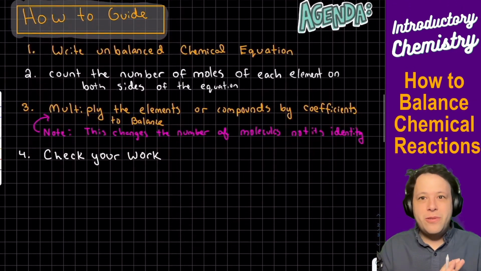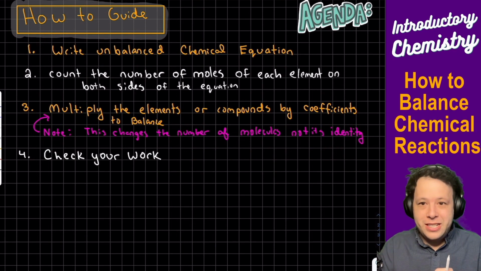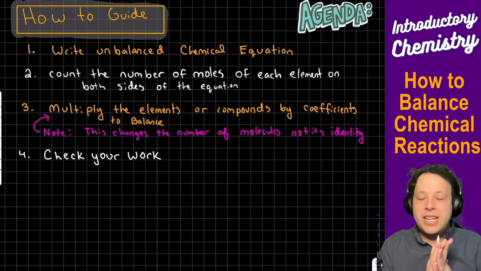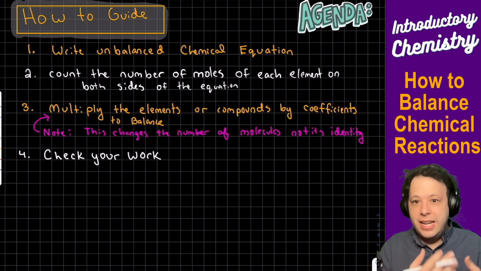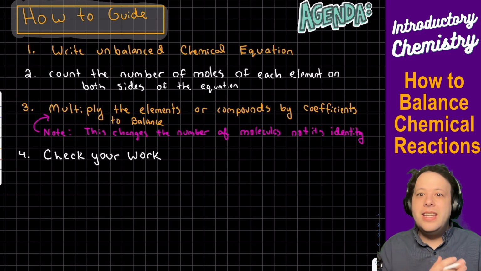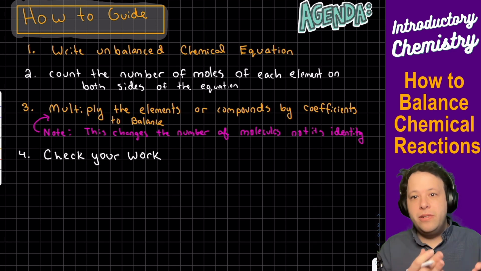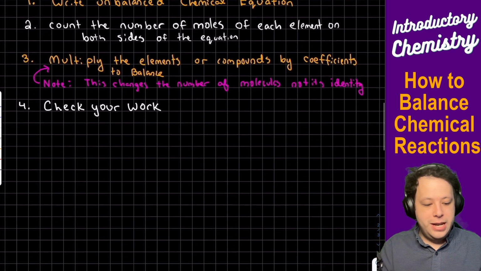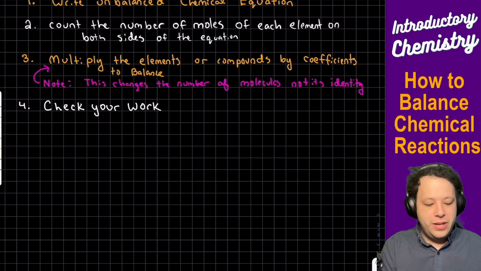So what's our agenda for today? We're going to be writing out a bunch of different chemical equations. So we're going to first write out the unbalanced equation. We're going to count the number of moles, aka the number of atoms of each element on both sides. And then we're going to be multiplying these elements by coefficients, or whole number integers, to try to balance them on both sides. So let's try to do that. Let's go through a couple of different examples of how to really showcase this.